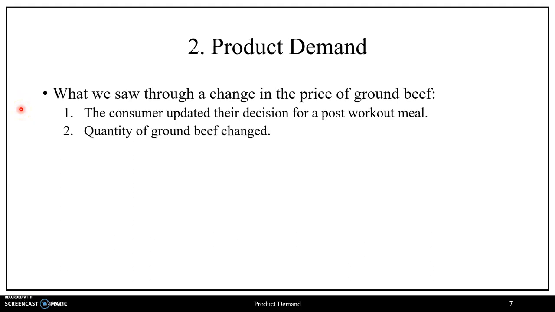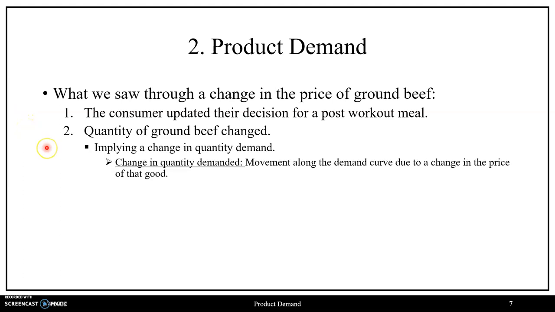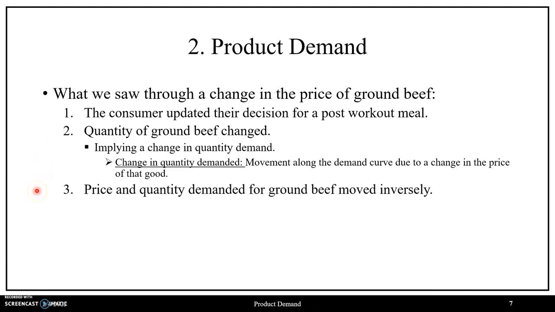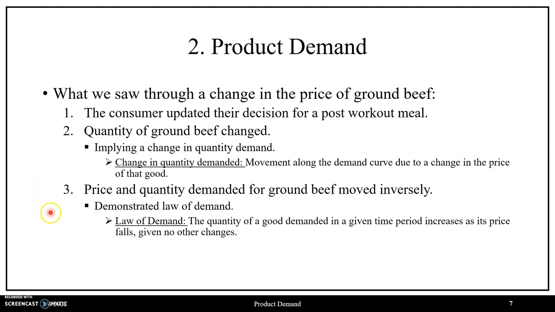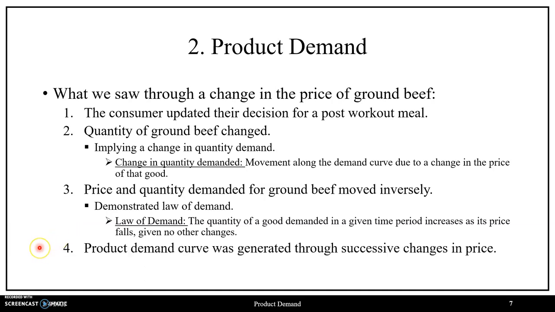So what we overall saw through our change in price for ground beef is that the consumer updated their decision for a post-workout meal, which led to the quantity of ground beef changing, implying a change in quantity demanded, that is, movement along the demand curve due to a change in the price of that good. But not only that, price and quantity demanded for ground beef moved inversely of one another, which demonstrated the law of demand. That is, the quantity of a good demanded in a given time period increases as its price falls, given no other changes. So we developed product demand through successive price changes as a result of this demonstration of the law of demand and changes in quantity demanded.